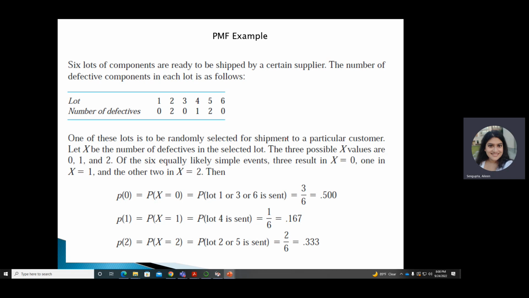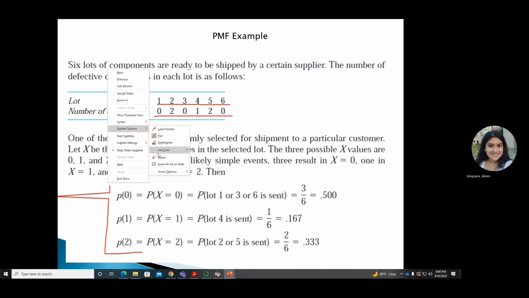Six lots of computers are ready to be shipped for a certain supplier. The number of defective components for each of these is shown. So what are we trying to do though? We are trying to learn that for each discrete case, there is a discrete set of values, okay? So all the discrete set of values, now remember this expression. How did that come?